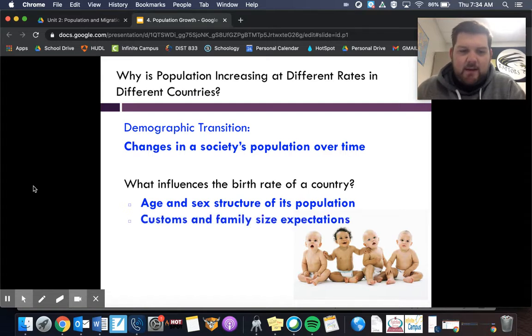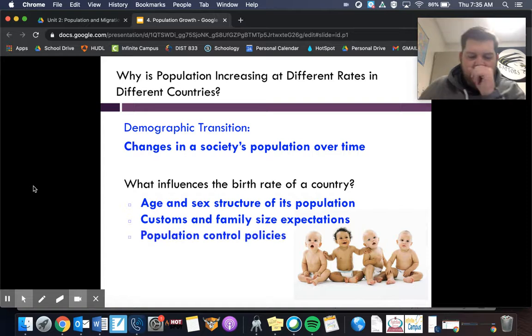Customs and family size expectations also influence the birth rate of a country. Some cultures believe in big families, and some cultures believe in smaller families, and so that influences it. If you live in a place where the culture is more set on big families, the birth rate's going to be higher. If you live in a culture where the family size is expected to be smaller, your birth rate's going to be smaller.